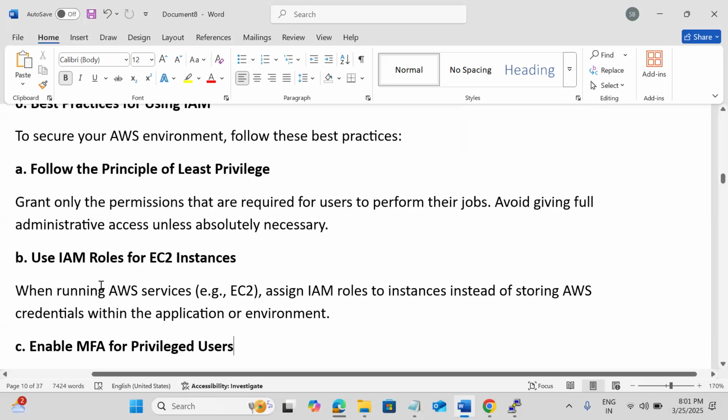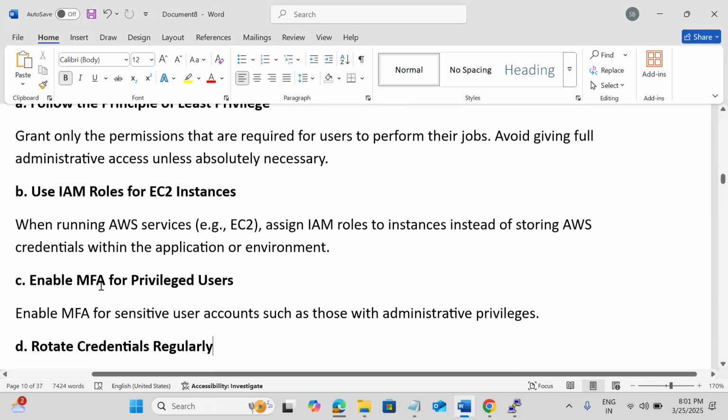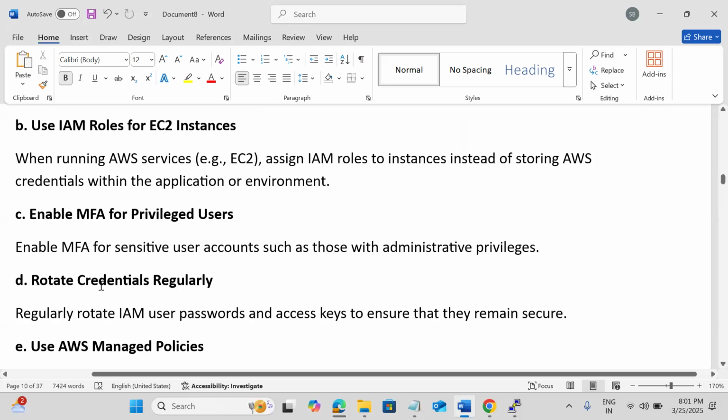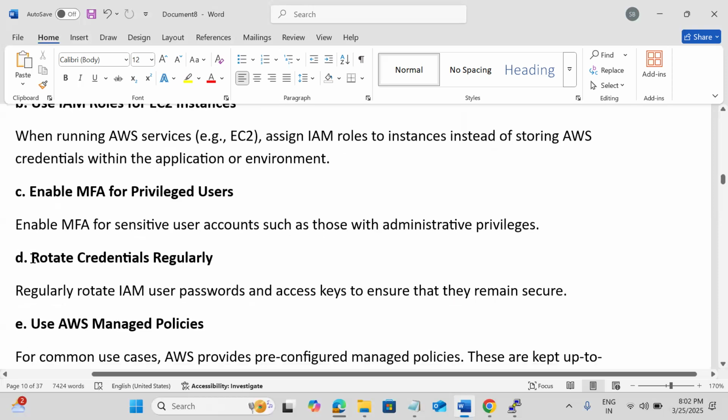And always, don't use the root account access. Disable the root account access, create an IAM user, and give that user the access. Then always enable MFA for the privileged users, and for access keys and secret keys, maybe every 30 days or 60 days, it's mandatory. We need to rotate those keys also.